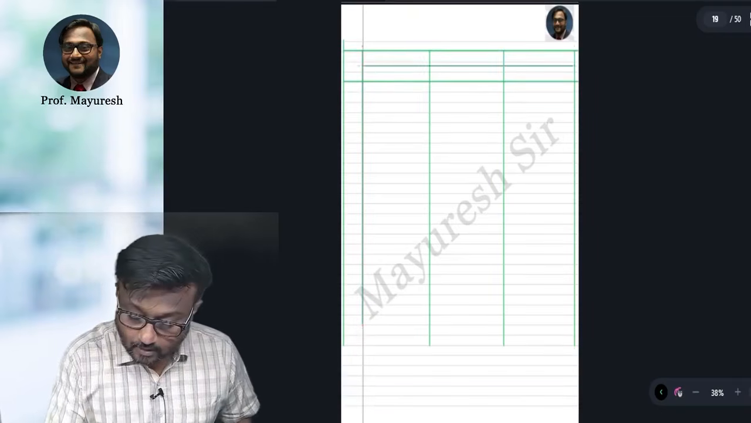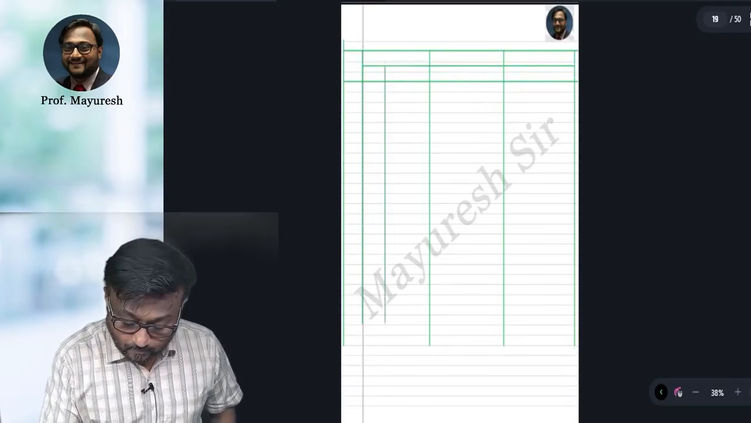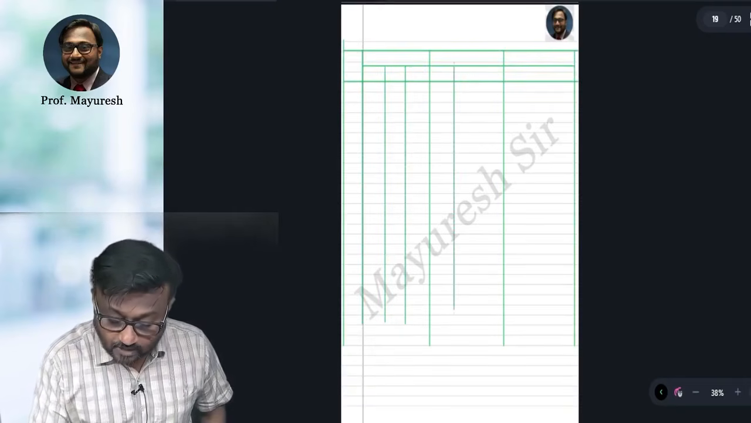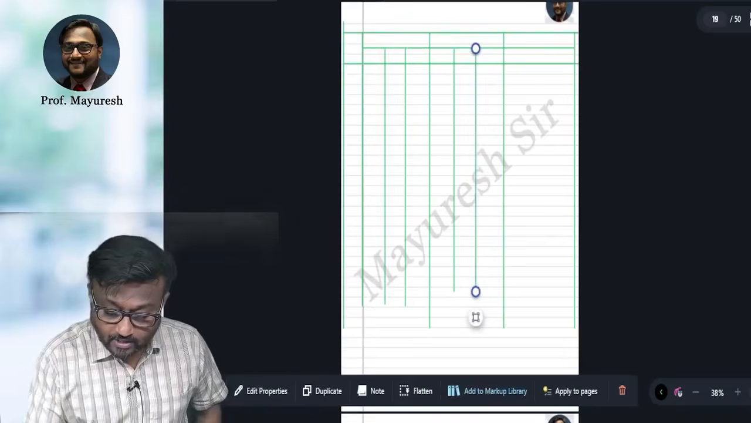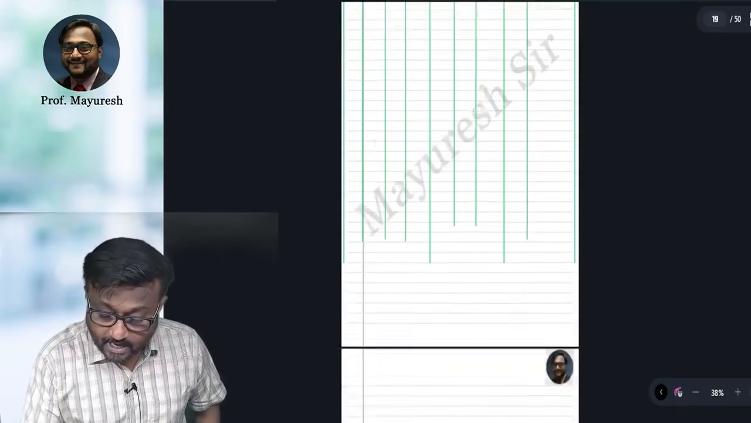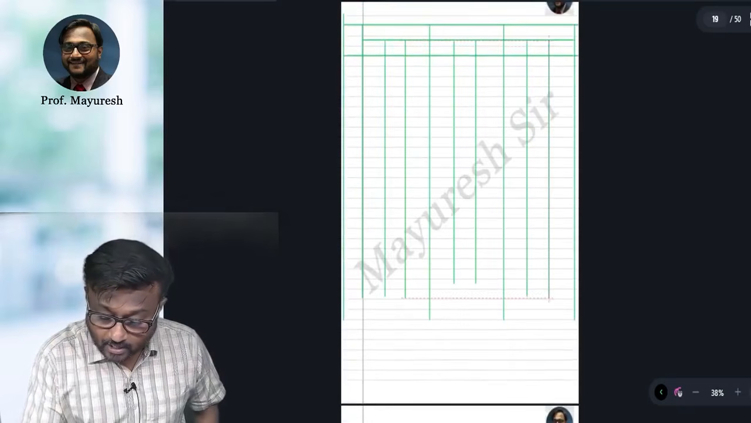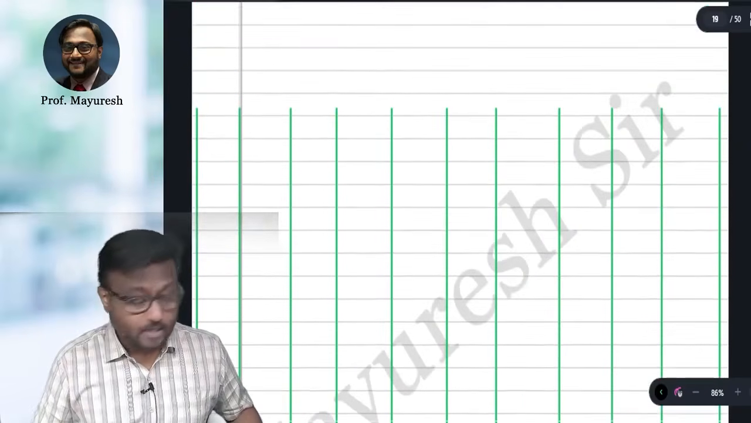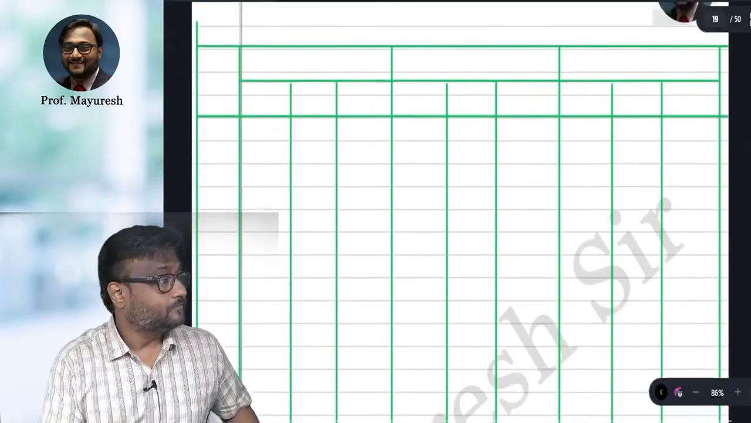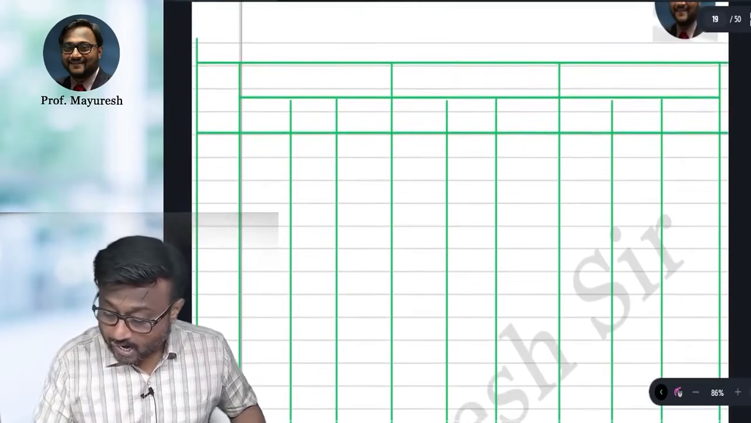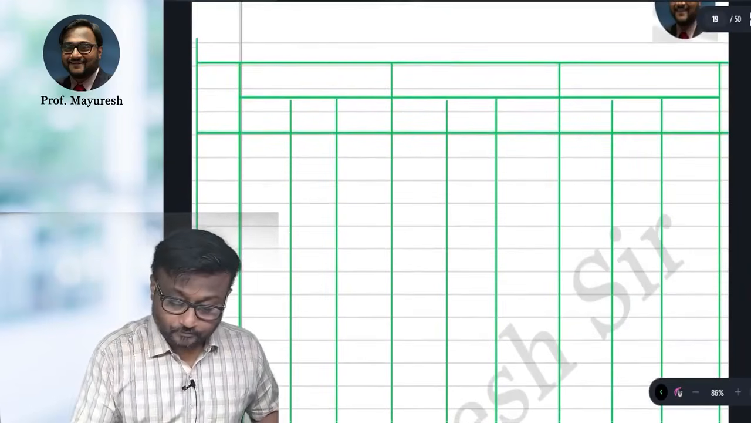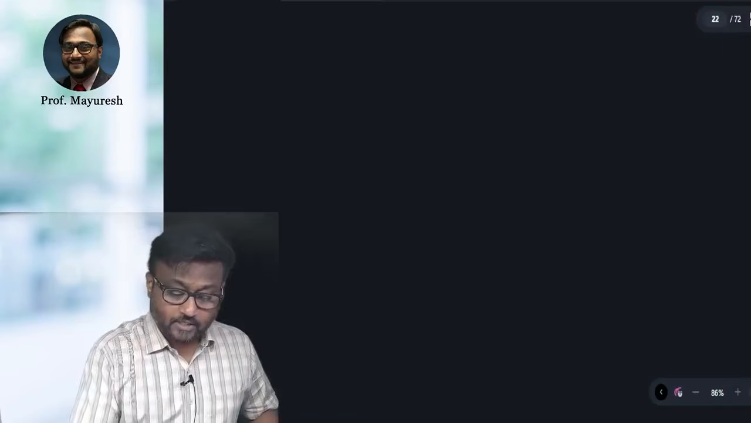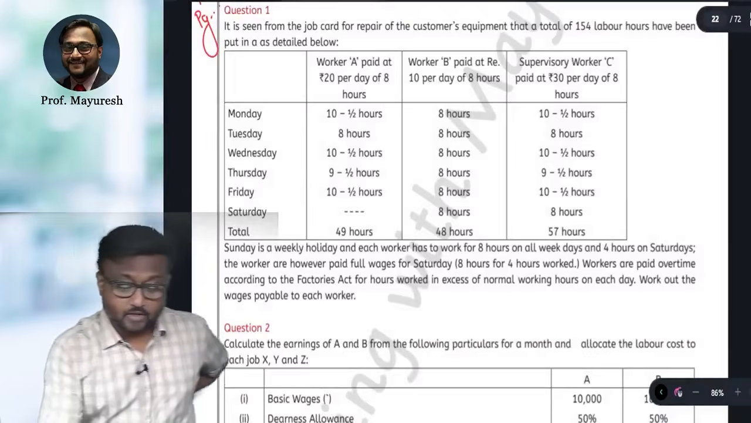Okay, kindly pay attention. Out of total hours, some hours will be paid at a normal rate and a few hours will be paid at a double rate, the overtime rate, because we are following the Factories Act. All right, kindly pay attention here. Worker A, worker B, worker C. We have 3 workers, A, B and C.